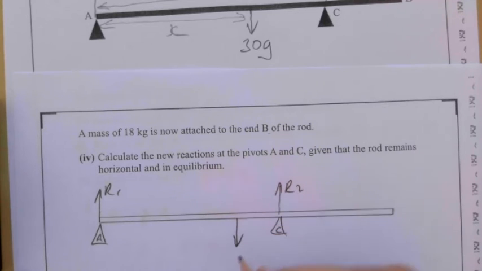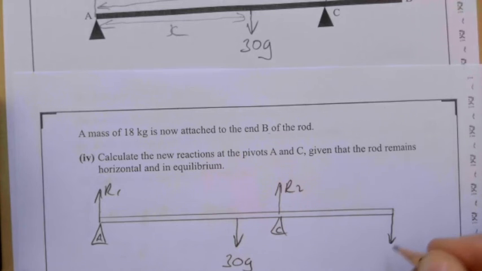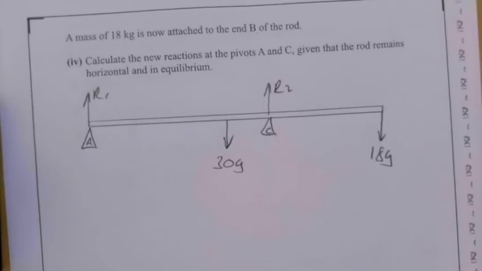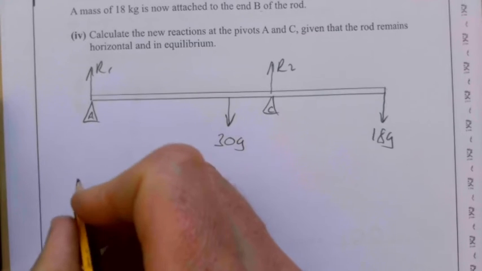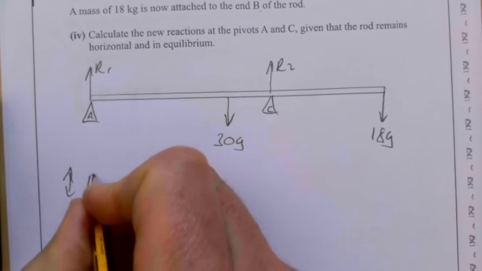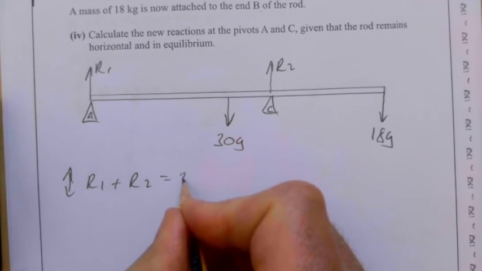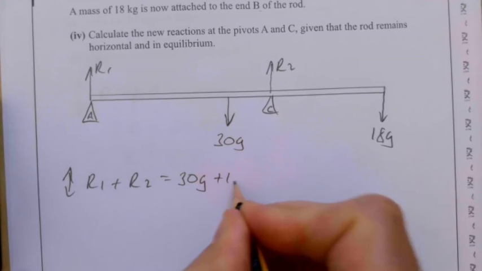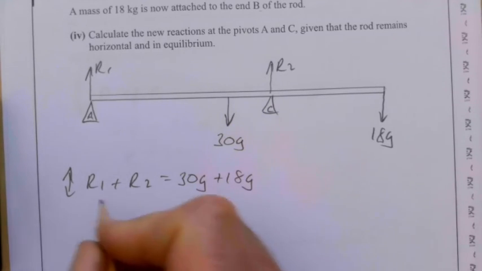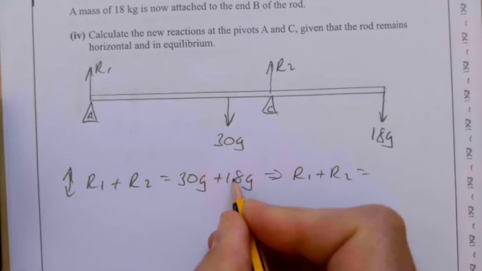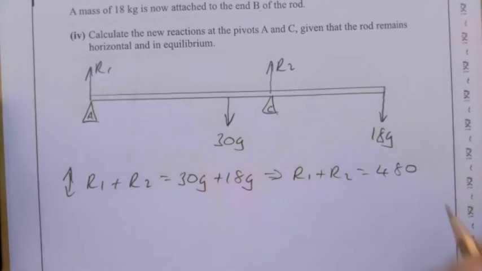We still have our 30G acting down, and we now have a new 18G acting down at the end. We've been asked to work out R1 and R2. What we always note is that everything going up equals everything going down. So R1 plus R2 equals 30G plus 18G. 30 plus 18 is 48, then times the 10 is 480.